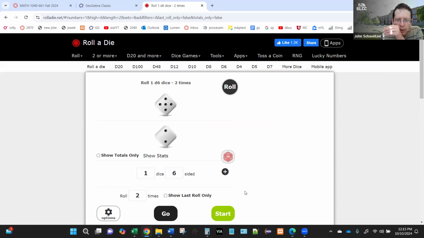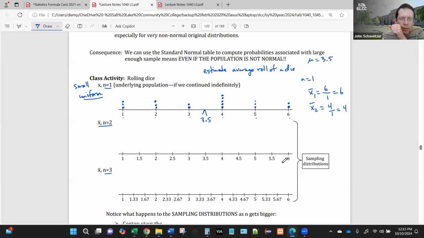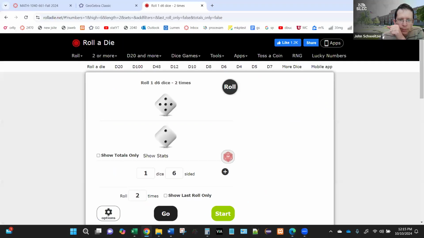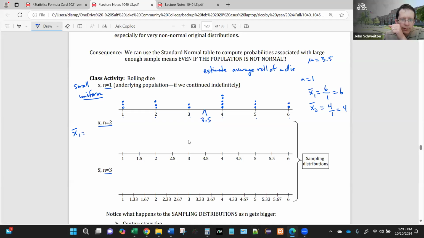I have a 7. Okay, so my first x bar is, what was it? It was 2 plus 5, right? So I have 2 plus 5 divided by 2, because I have 2 in there. So that's 7 divided by 2, that's 3.5. So my first x bar is 3.5. Okay, let me do it again. So I'll have my second x bar.